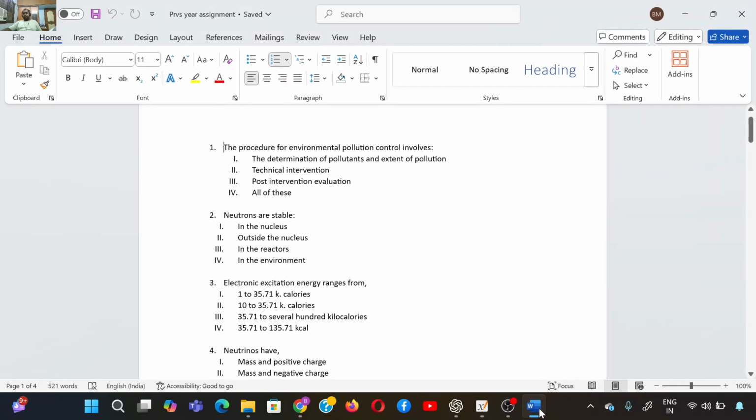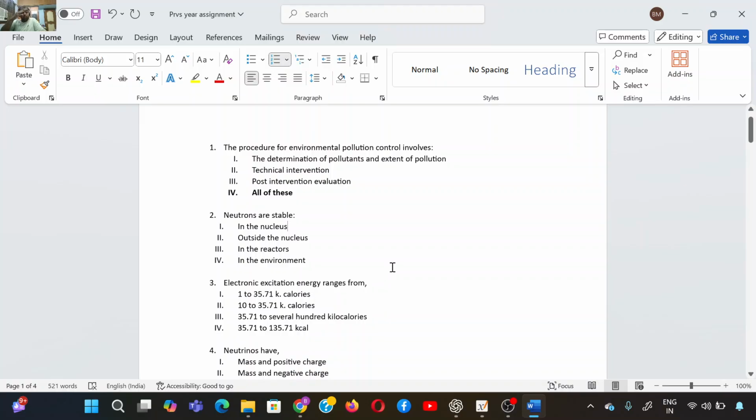Okay. The first question is: the procedure for environmental pollution control involves the determination of pollutants and extent of pollution, technical intervention, post intervention evaluation. So this is from his very basic first class. He also made note of all this. So the answer is D, all of these.